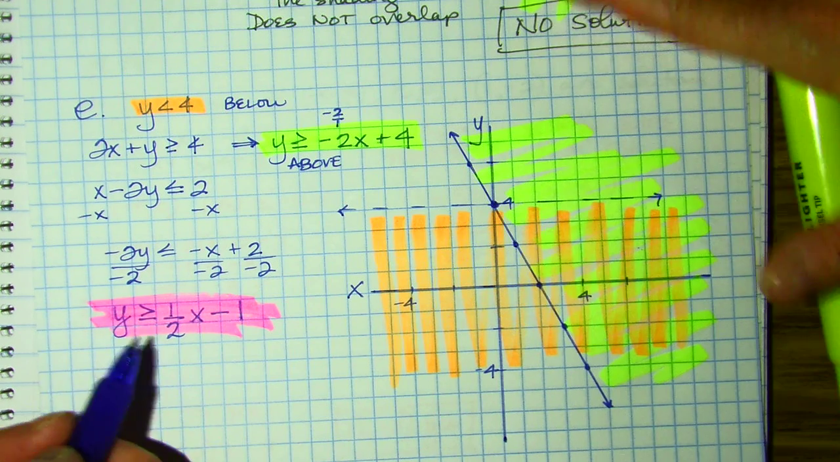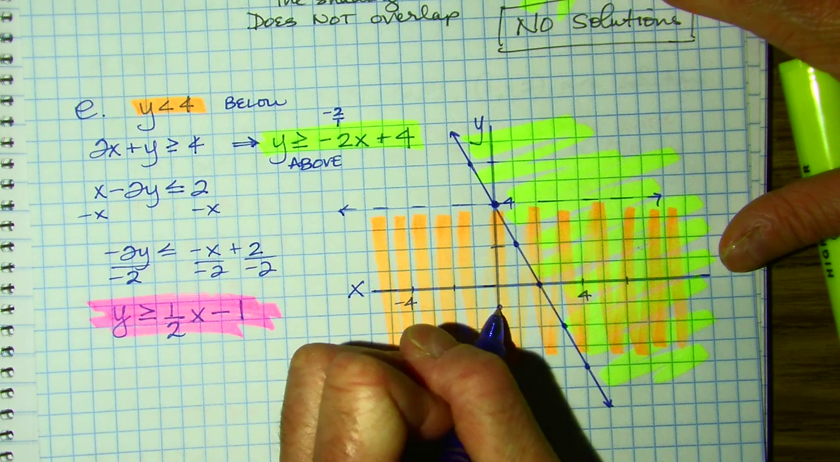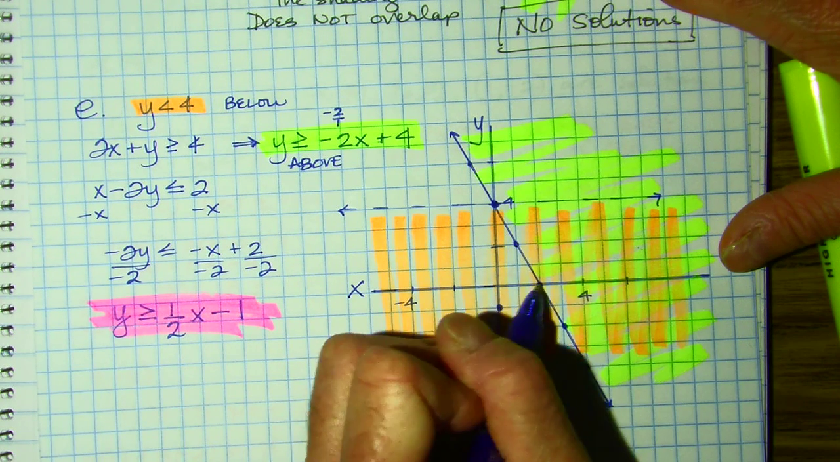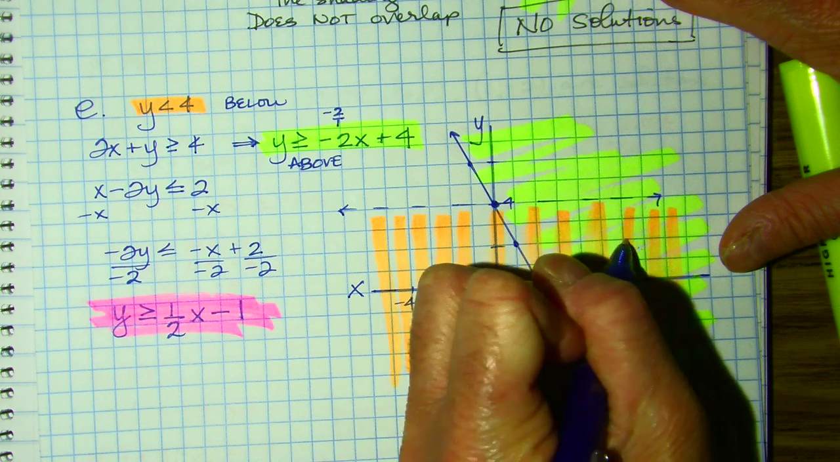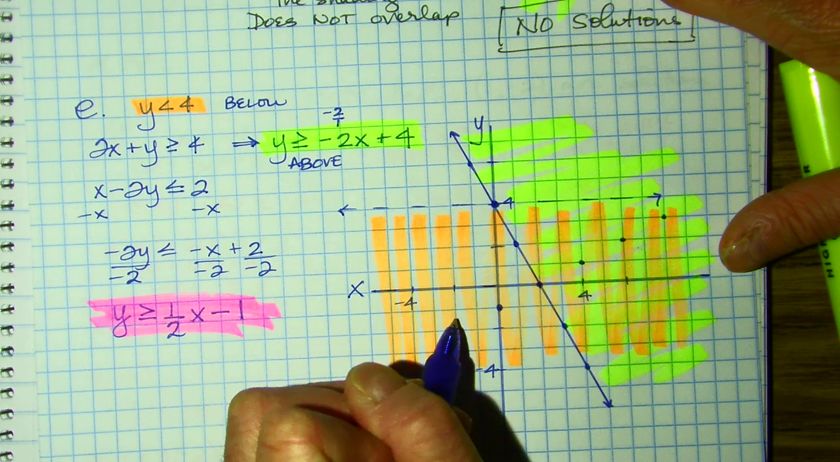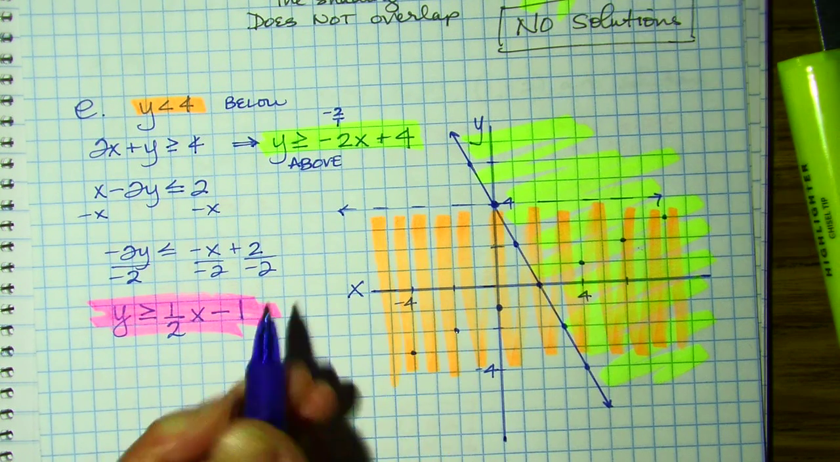Last one, I have a y-intercept at negative 1. I have a positive slope of 1 over 2.